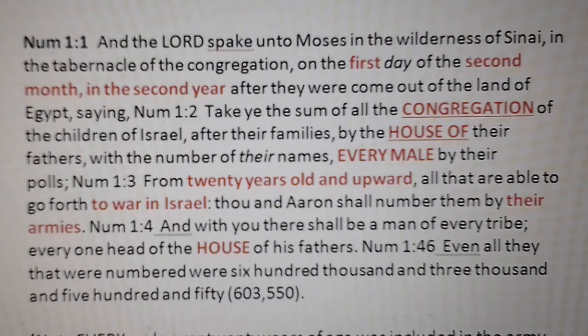Even all they that, I'm going to jump all the way down to verse 4 to 6 now. Even all they that were numbered were 600,000 and 3,550. In other words, 603,550.